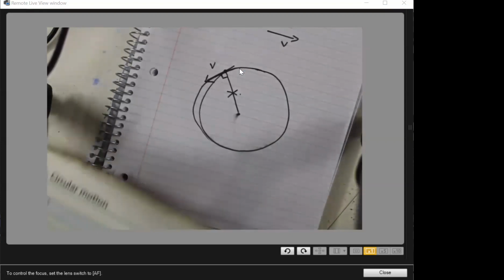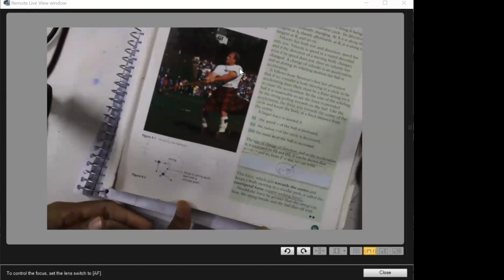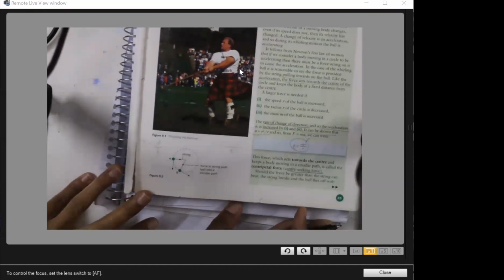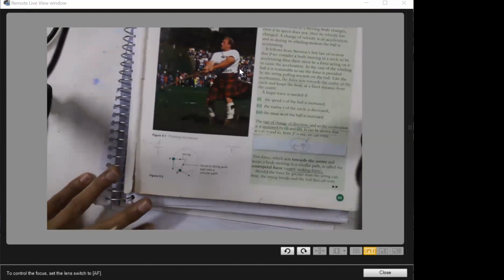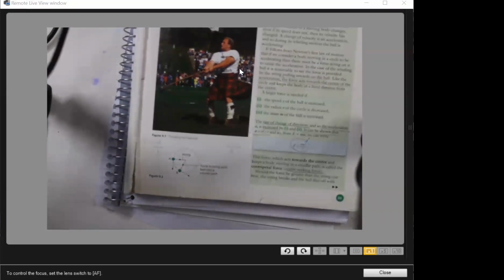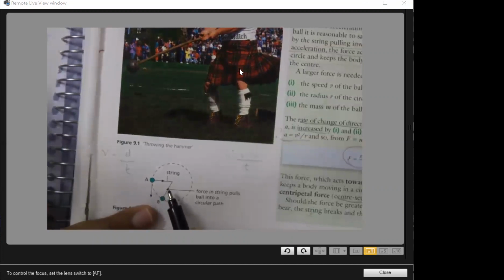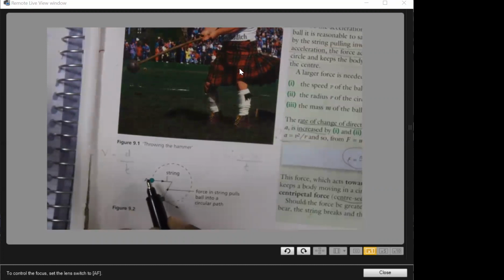Sorry, my mic was muted. If the centripetal force is cancelled, then the object will sling out in the direction of its tangent. Yes, exactly. For example, if the string breaks at this point, the ball will continue in this direction. And if the string breaks at this point, the ball will go in this direction, and so on. So that's exactly what will happen to the ball.